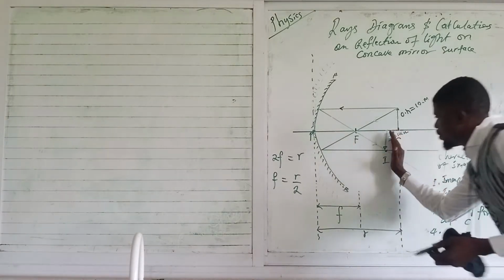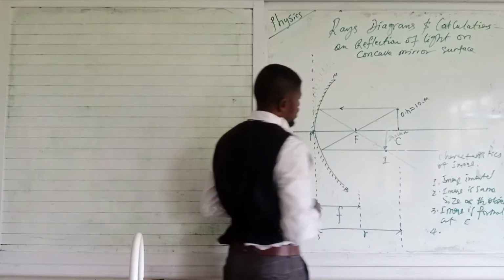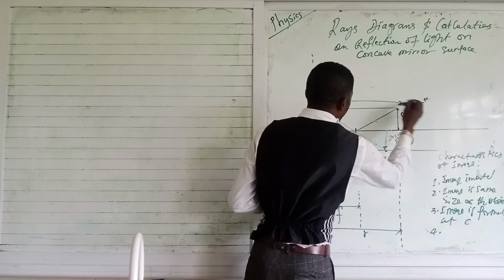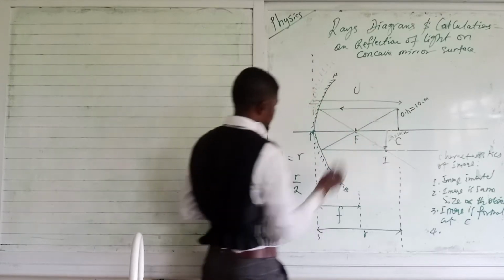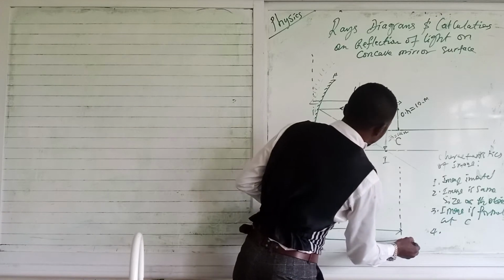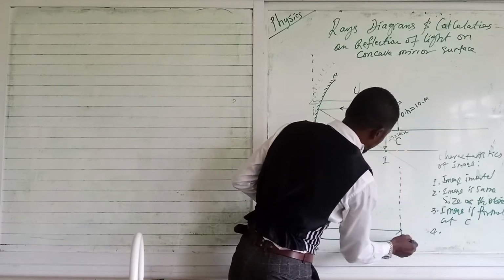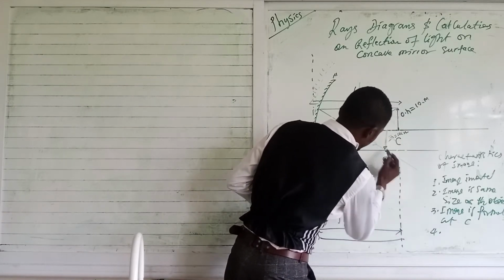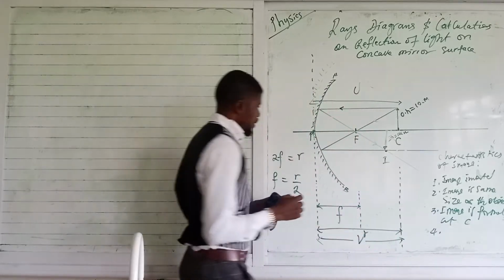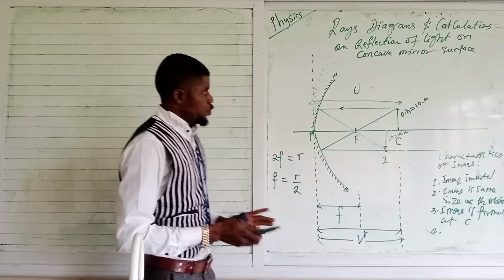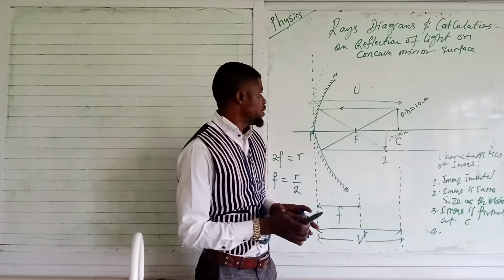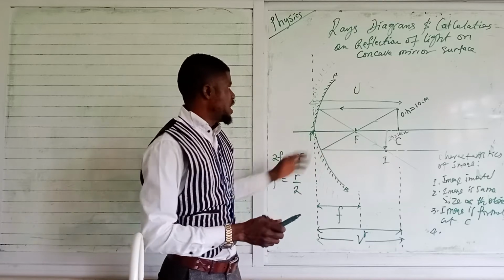If you put your screen here, that is where the image will be captured. So, as I said in the other video, from here to here is your object distance. From here to this particular point here, in this case, this point is your image distance. So you can place your object in front of C at F, between F and C.